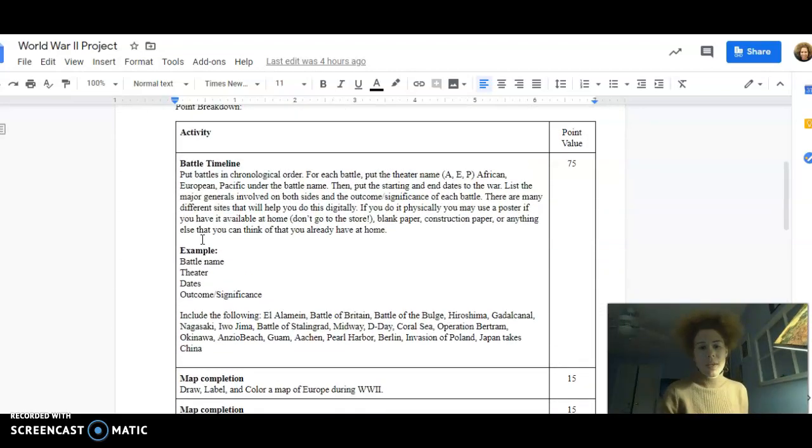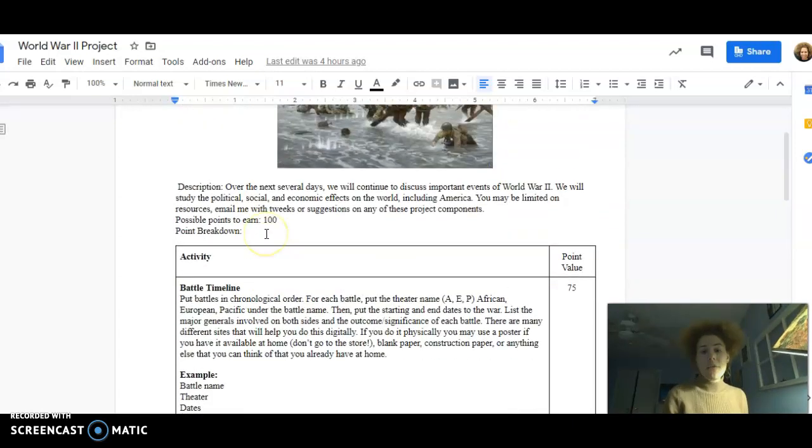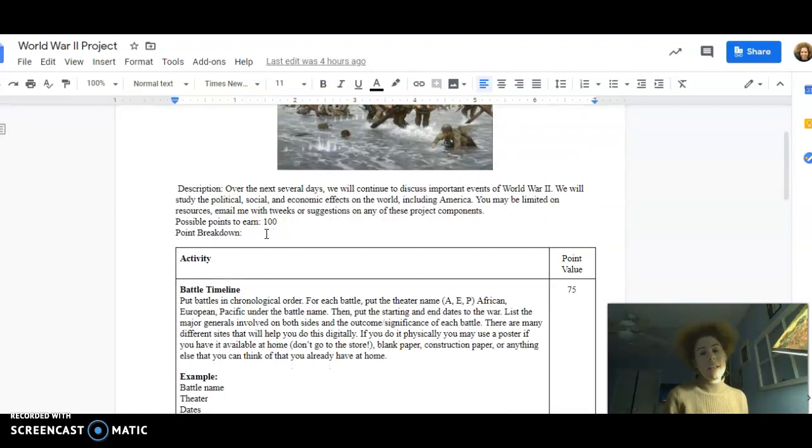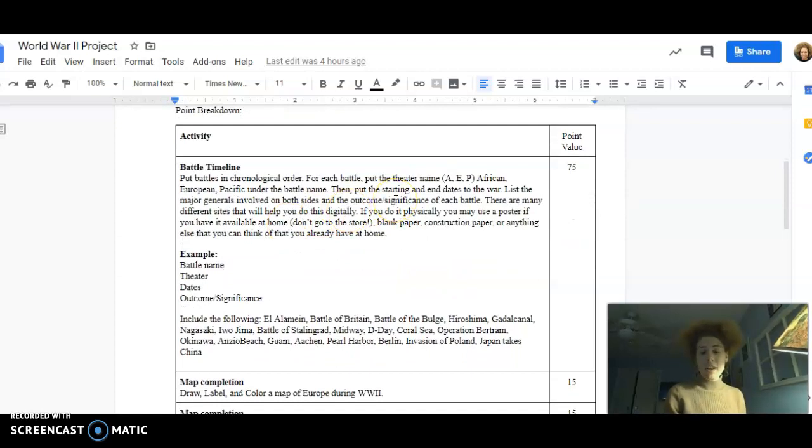So I'm going to go through these here. The first one is a battle timeline. And so you're going to take these battles that I've listed for you and you're going to put them in chronological order. You can use different websites to do this, or if you want to do it on a piece of paper or on a poster board, you can, and just take a picture of the image and put it up here. But for anything, I do not want anybody to have to go to the store or purchase anything. I want you to only use the things that you have at home.